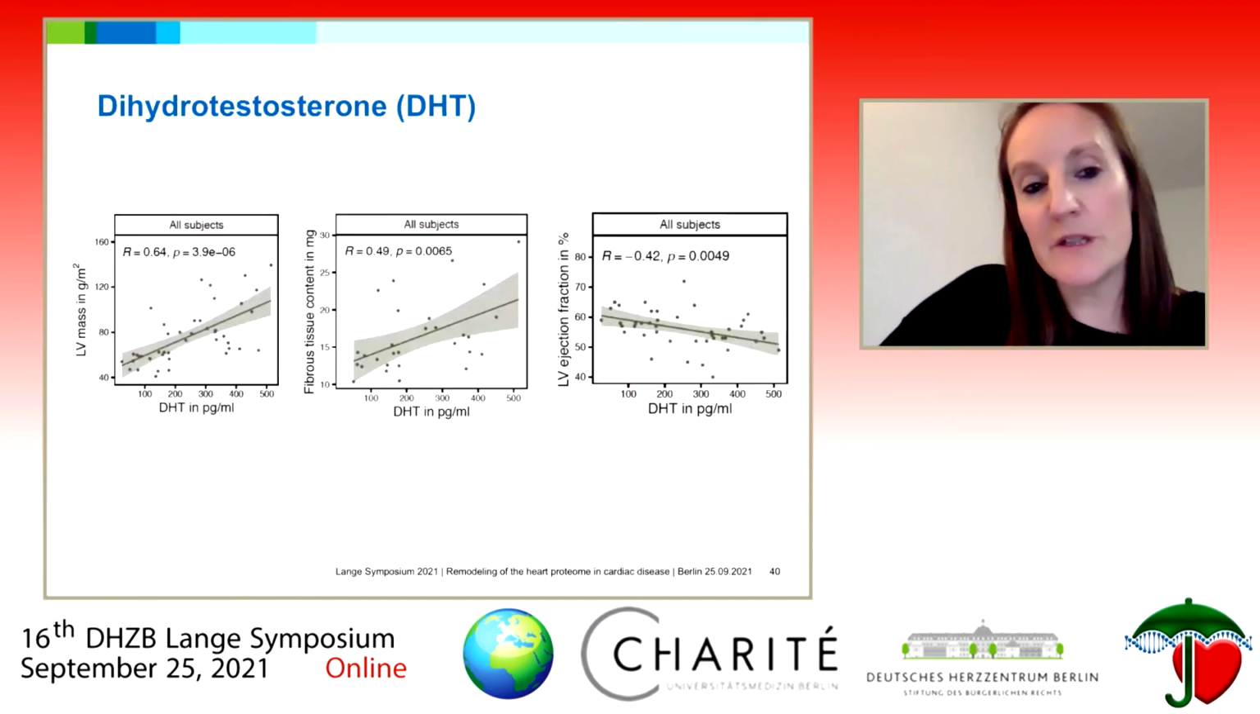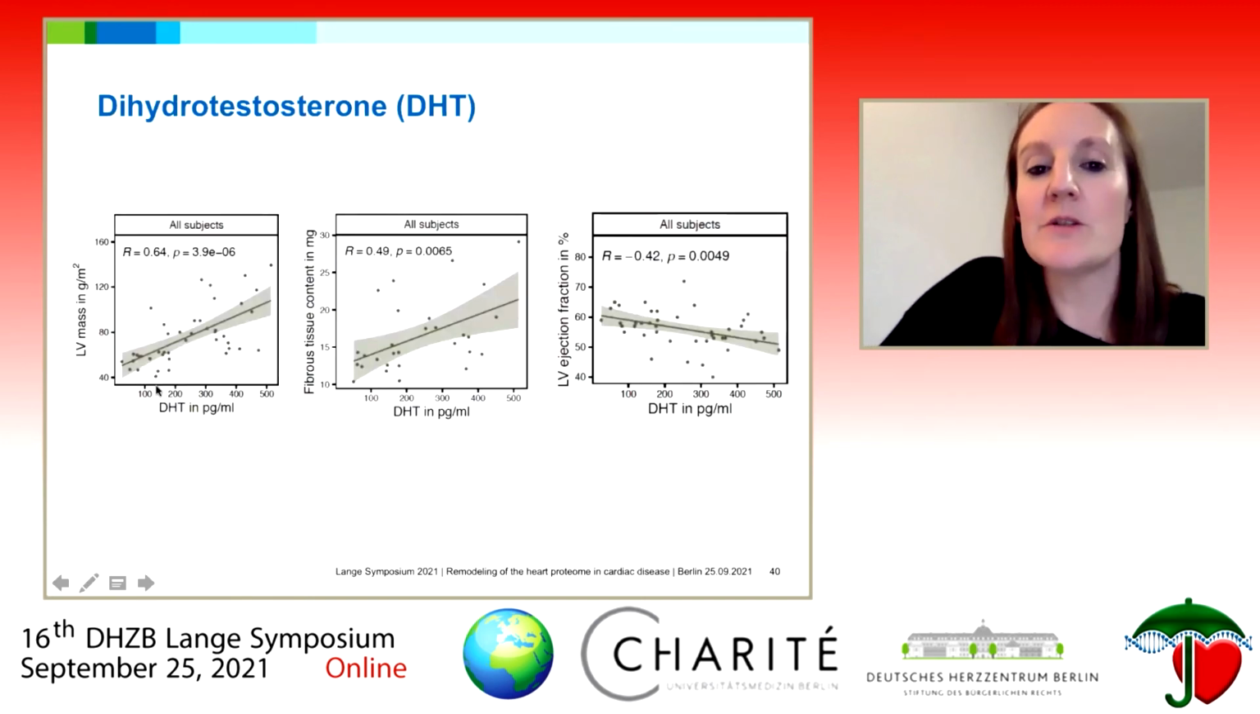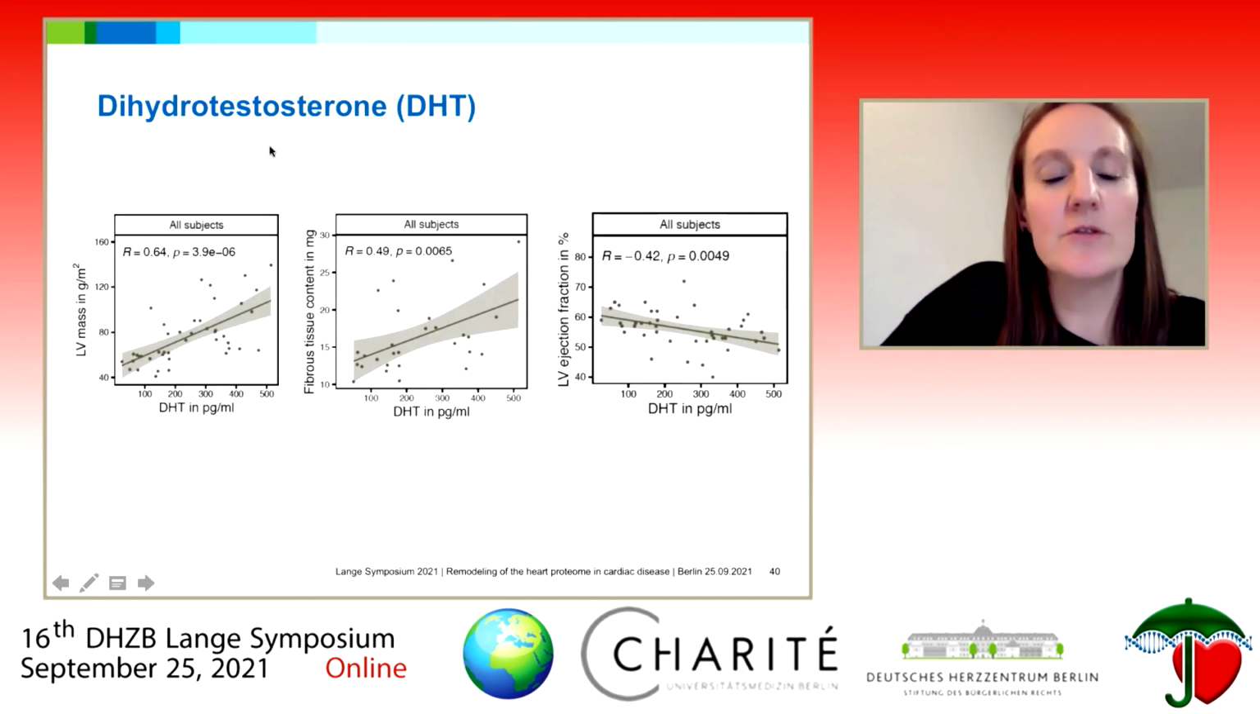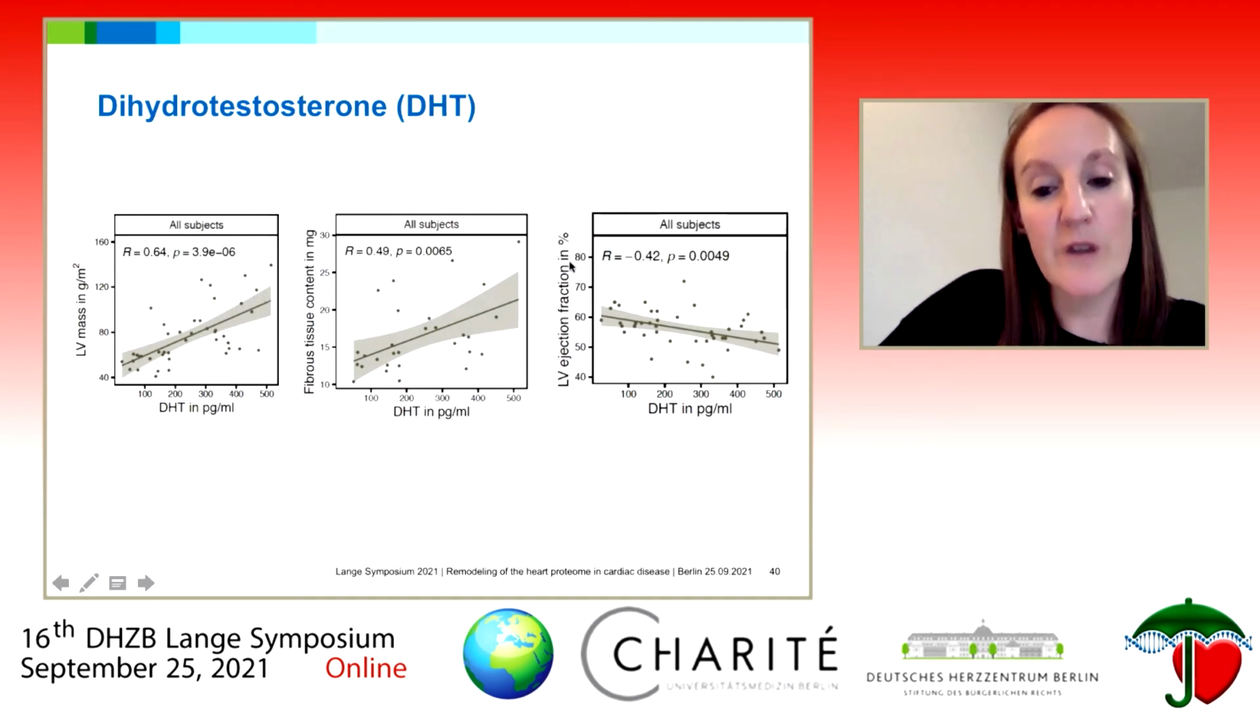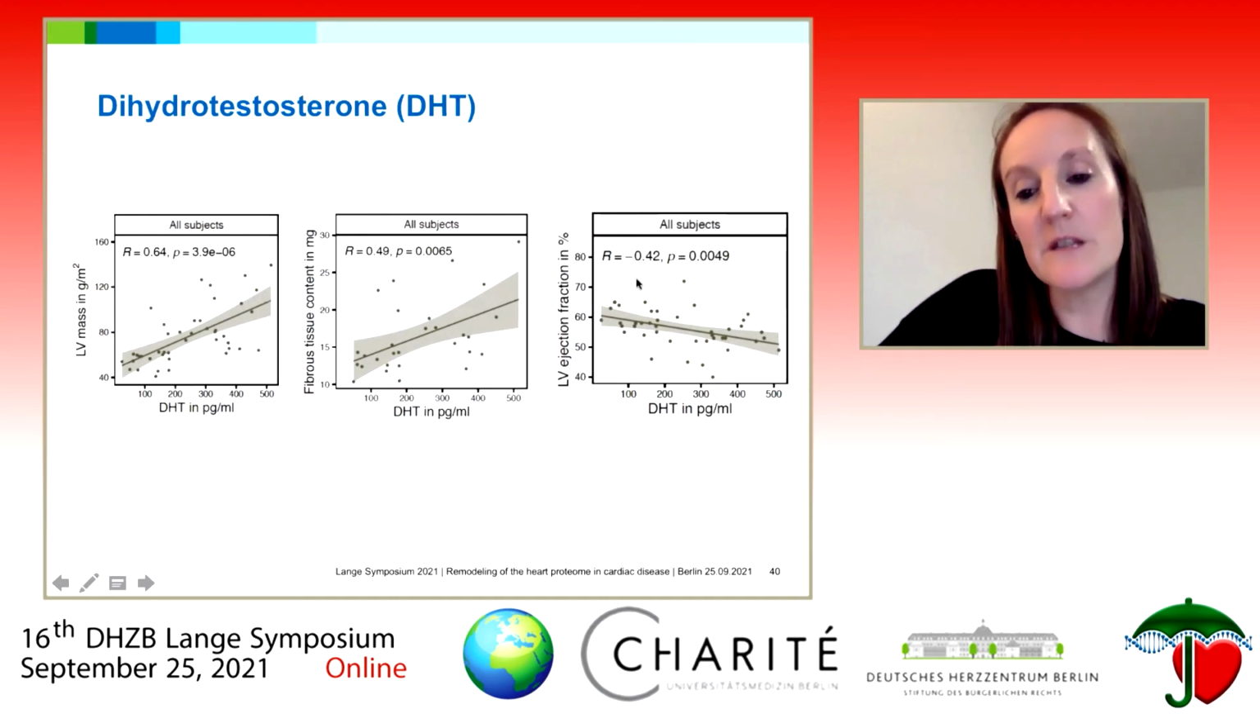So we were also measuring dihydrotestosterone in our patients with aortic valve stenosis in order to correlate this to left ventricular mass, fibrous tissue content, and function. And we found a positive correlation of dihydrotestosterone with left ventricular mass and with fibrous tissue content, and an inverse correlation to left ventricular ejection fraction.